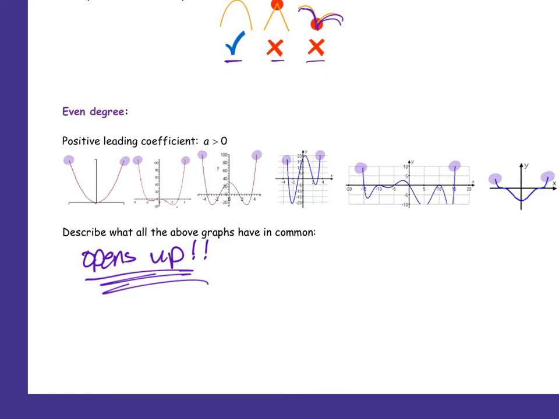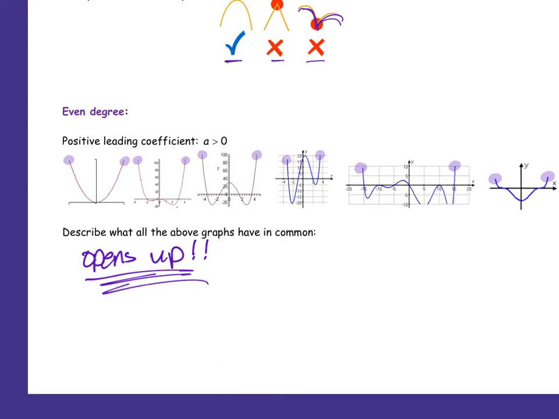These all open up. No matter what's happening in between, all the junk that's happening in between, it still all opens up. It's the easiest way to say it. Opens up. Yay, it opens up. Okay? Y goes to positive infinity. You can say that, right?